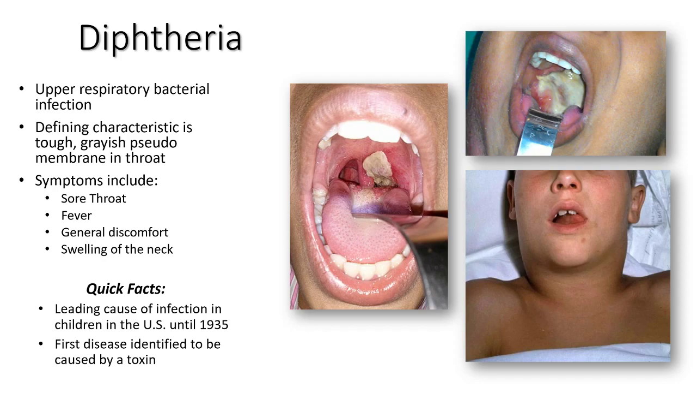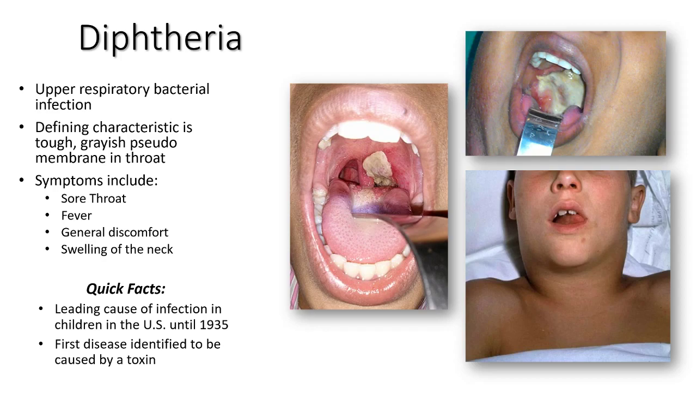Corynebacterium diphtheriae is a bacterium that causes diphtheria. Though diphtheria can be expressed as a skin disease, it's most commonly expressed as an upper respiratory bacterial infection. Diphtheria comes from the Greek word for leather, based on the manifestation of a tough grayish pseudomembrane in the back of the throat that's made up of fibrin, dead tissue, and bacterial cells.